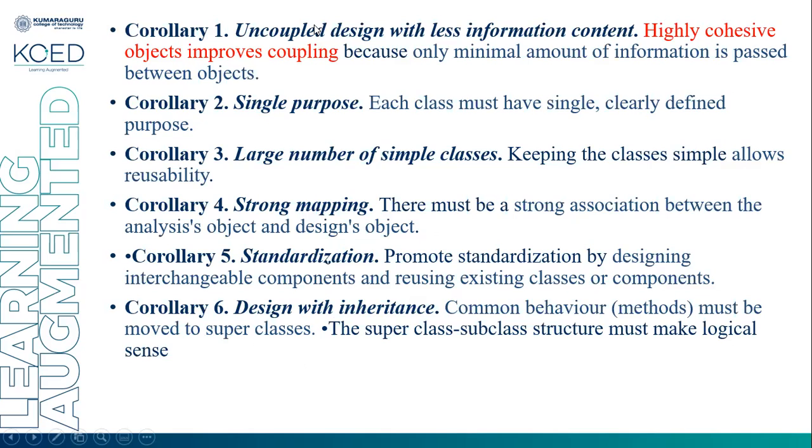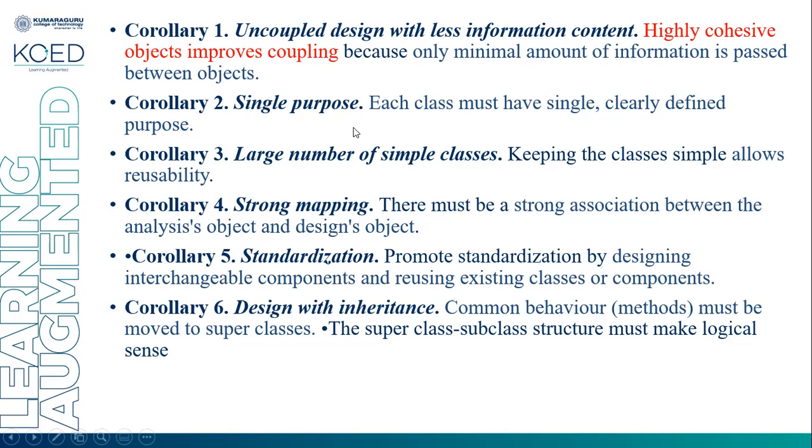Corollary 1 is uncoupled design with less information content. That means highly cohesive objects improve the coupling. Objects that are self-sufficient or self-contained are known as cohesive objects. Coupling is the information sharing between objects. If the information sharing between objects is high, then the coupling is high; if it is low, then the coupling is low. If the objects are cohesive, self-sufficient and properly connected, only a minimum amount of information is passed between the objects.